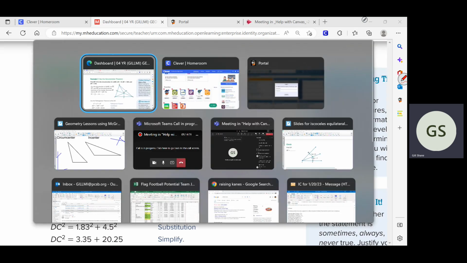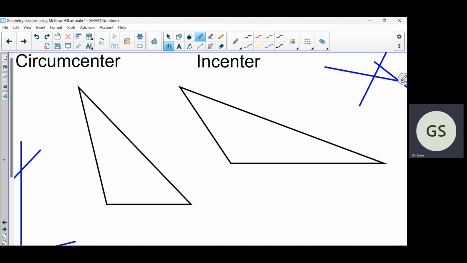We're going to really quickly see if we can duplicate what we just did from an actual blank triangle. What is my first step to doing the circumcenter on that triangle on the left? Noah.